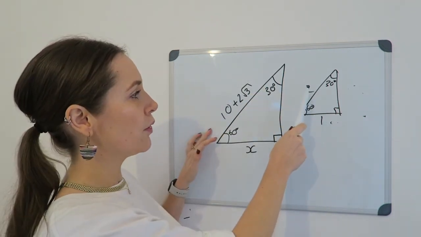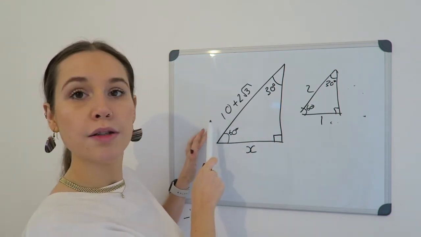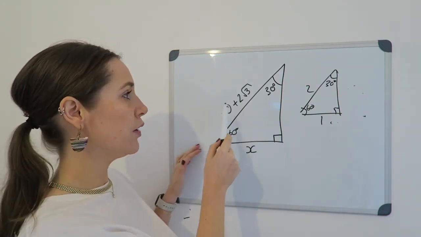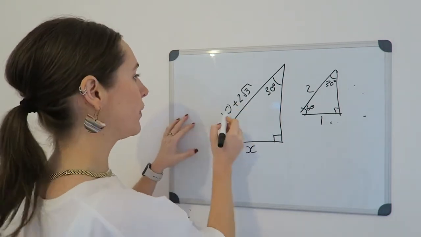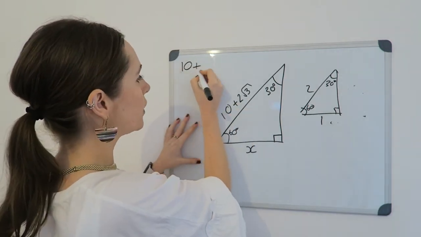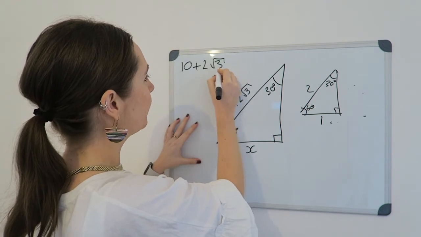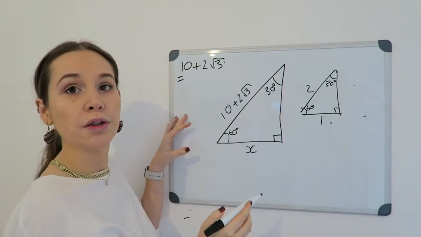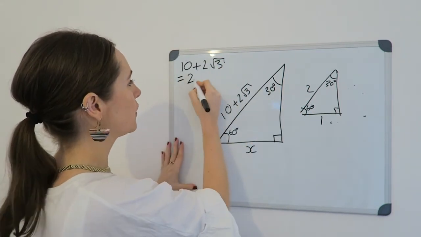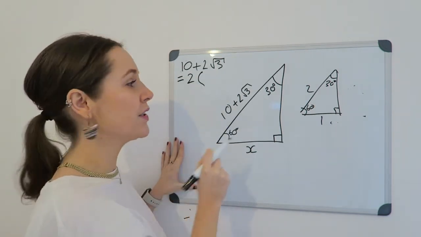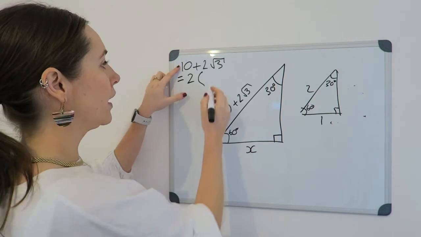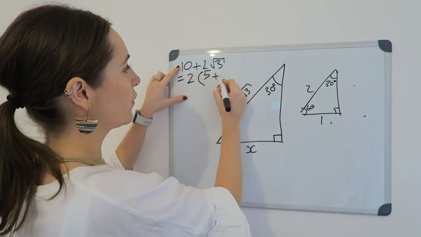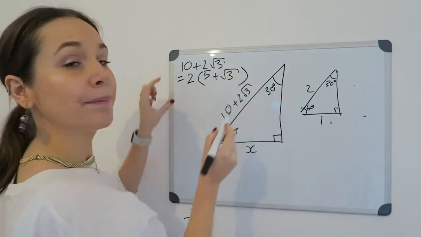So how have we got from this triangle to this triangle? Well, it's been enlarged. If we just factorize this quickly, 10 plus 2 root 3 is just equal to, let's see how many multiples of 2. So we just take 2 out as a factor, which is what we want to show here, the enlargement. And then we're left with 5 plus the square root of 3 here.